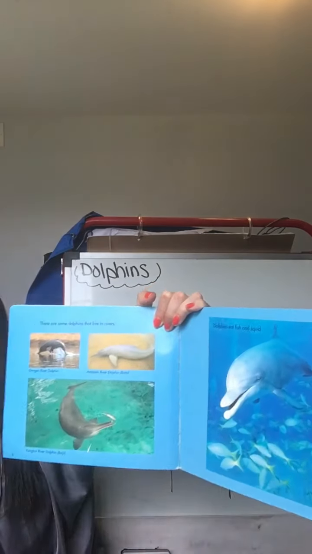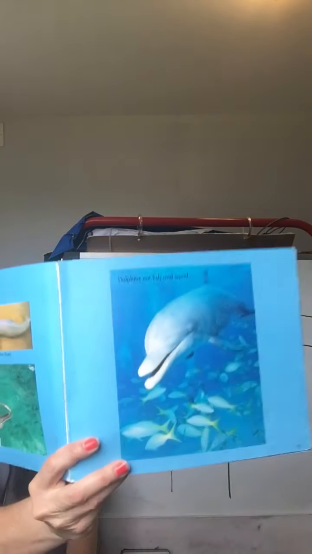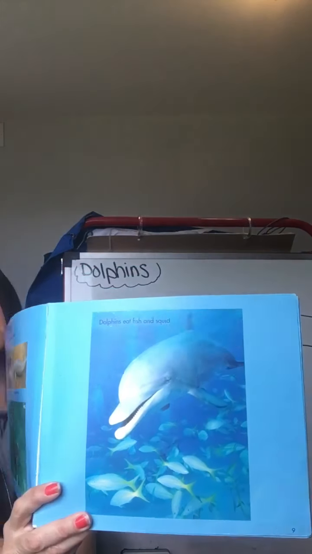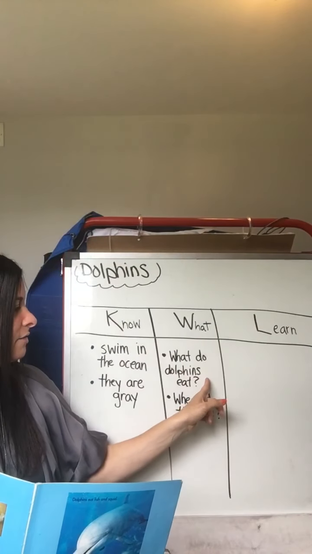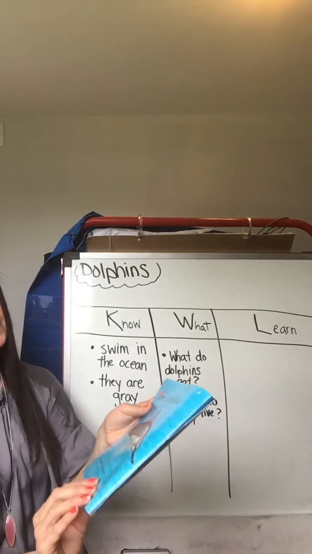Dolphins, oh, here's another answer to our question. Dolphins eat fish and squid. Ah, there's another answer. What do they eat? Fish and squid. And we also learned that some of them live in rivers. Some of them live in the oceans. Okay, so look at this.